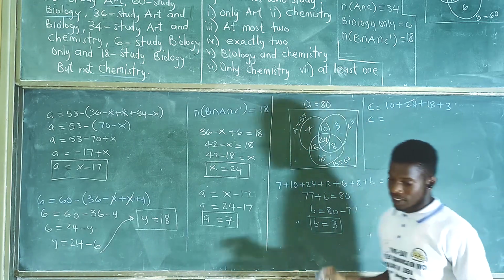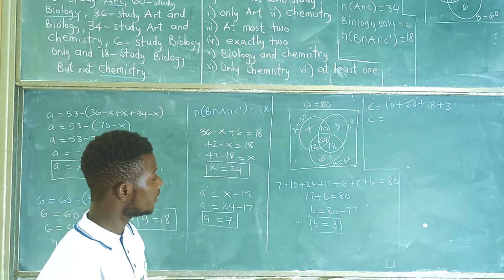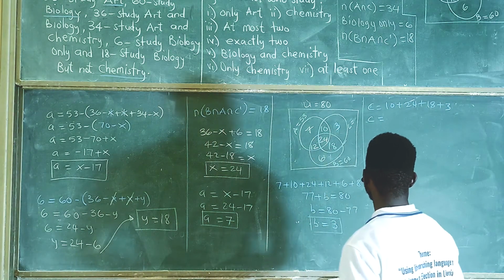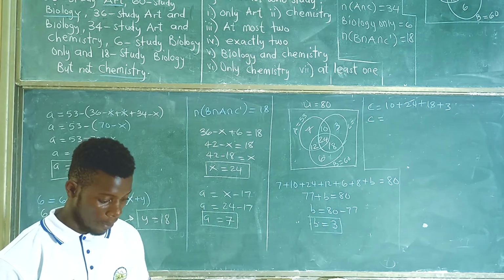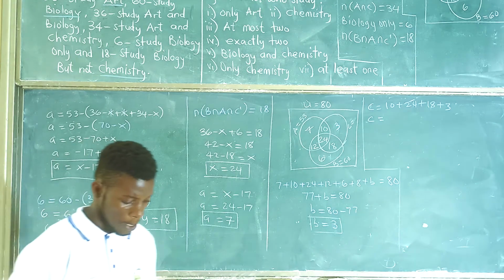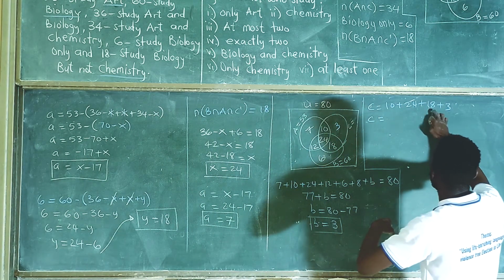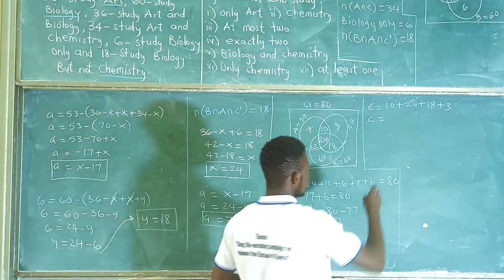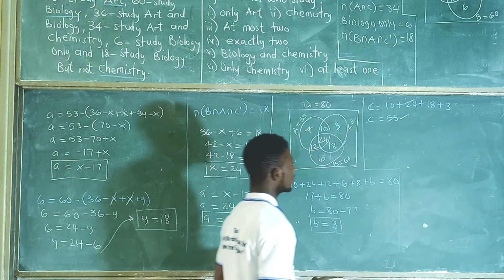So if you add 10 plus 24 plus 18, let's do the addition to see what happens. 10 plus 24, what is it? 10 plus 24 is 34. 34 plus 18 plus 3, if you add that, you are going to get 55. So that is the number of students who did chemistry.